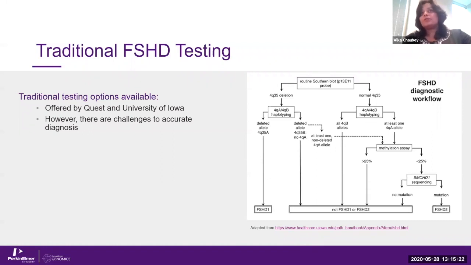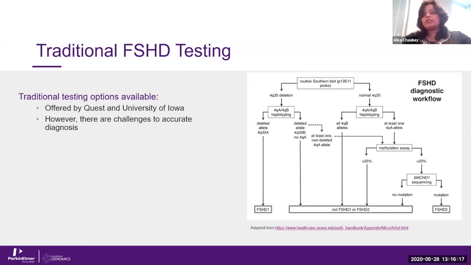Now, the complication becomes when you come to the right-hand side: if you have a normal range of your repeat array, however, if you have one of those 4QA polymorphisms, then a methylation assay can also ascertain if there is FSHD type 2. Now, the methylation assay can only ascertain if there is another gene, SMCHD1, and I'll talk about it in a bit, which is on chromosome 18, that variations in SMCHD1 along with hypomethylation and the presence of the permissive allele, that means one of the 4QA alleles, can lead to FSHD2. So that is the rightmost flow chart of this diagnostic workflow that you see.